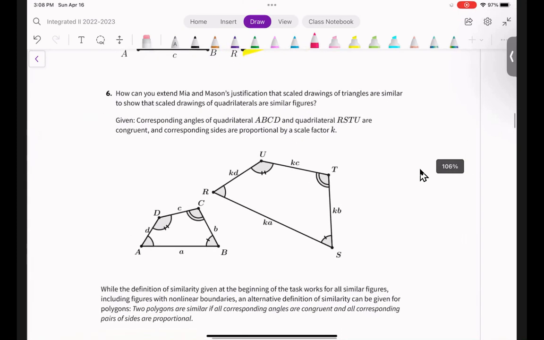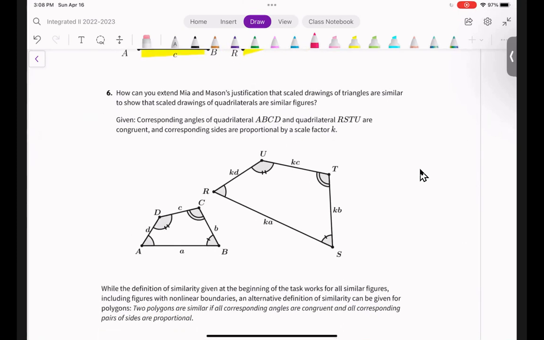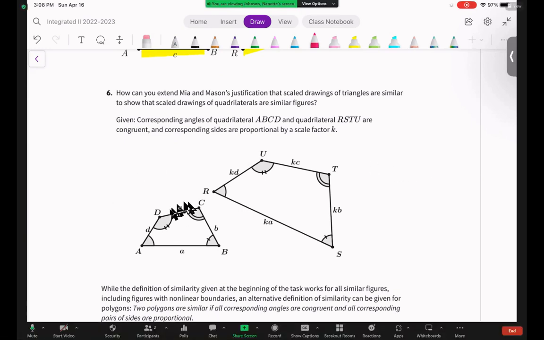So the next one says, how can you extend Mia and Mason's justification for scale drawings of triangles to the similar? And so again, you're given the fact that all the angles match up, they're corresponding and they're congruent. So this little angle is congruent to this one. The next angle is congruent to the next angle. This one's congruent to the next one. And the last one's congruent to the next one.